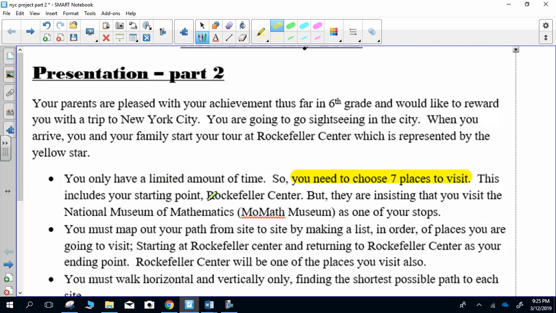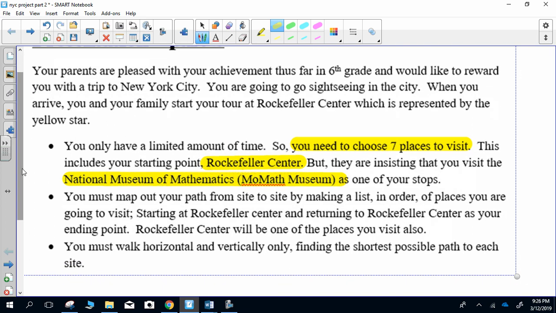Your starting point is Rockefeller Center. So if you already included Rockefeller Center in your brochure, you've already got all your information for that, and we'll go a little bit further there. You also need to go to the National Museum of Mathematics, which is called MoMath, as one of your stops. So what you have to do is map out your route from site to site by making a list in order of the places you're going to go visit. And that's what you're going to be doing today.